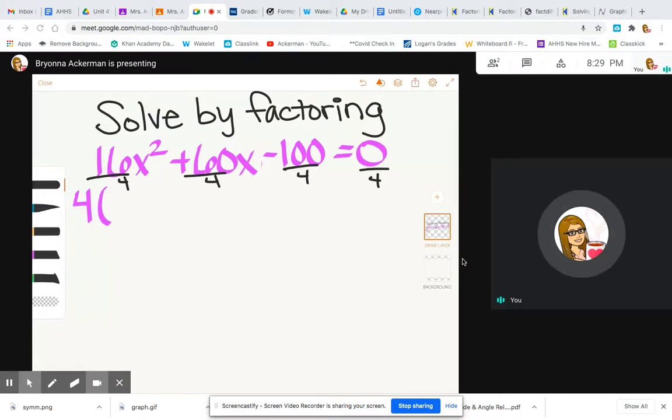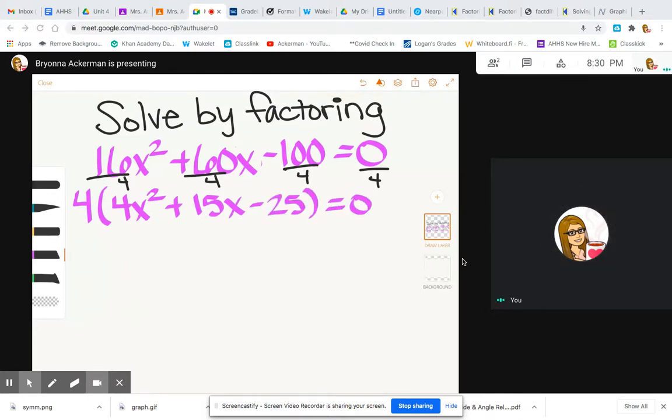And so we have 16 divided by 4, so that leaves us with 4x squared. And then we have 60 divided by 4. That's going to leave us with 15x. And then we have a negative 100 divided by 4. And so since it's a negative, make sure you put negative 25. And that's going to still equal 0. So our first step was taking out a greatest common factor. And in this case, it was this 4.